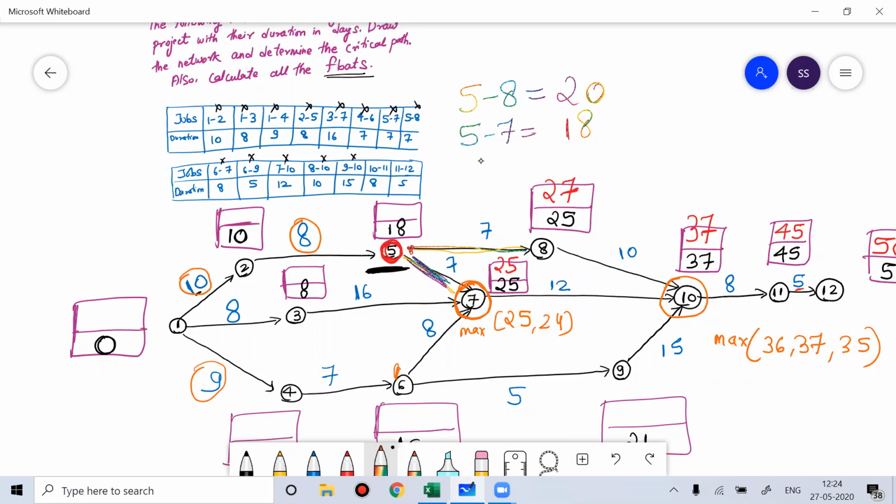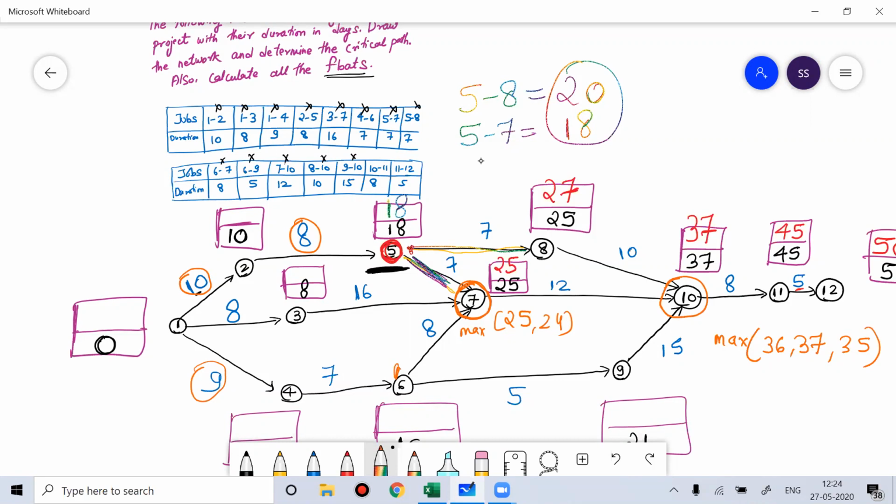You have to take the minimum of that value. What value did you find minimum out of 20 and 18? In forward pass calculation, you took the maximum of the value. In backward pass calculation, you will take the minimum of the value. So that minimum value is 18.